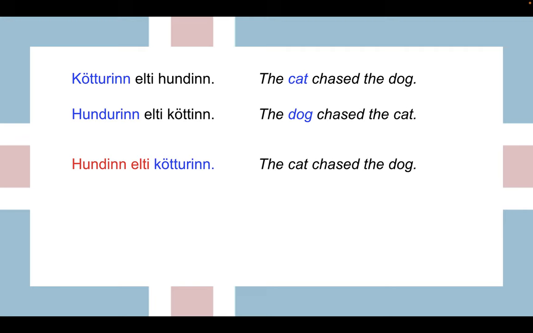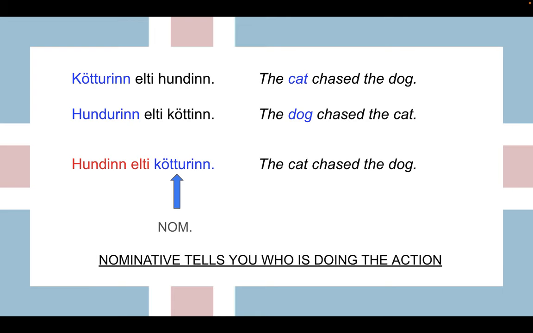And that's why these cases are so important in Icelandic, because they tell you who's doing what in the sentence, and it makes the word order not nearly as important as it is in English and in many other languages. So here we have kötturinn, that's the word that is in nominative. That tells you the cat is chasing. The nominative tells you who is doing the action.